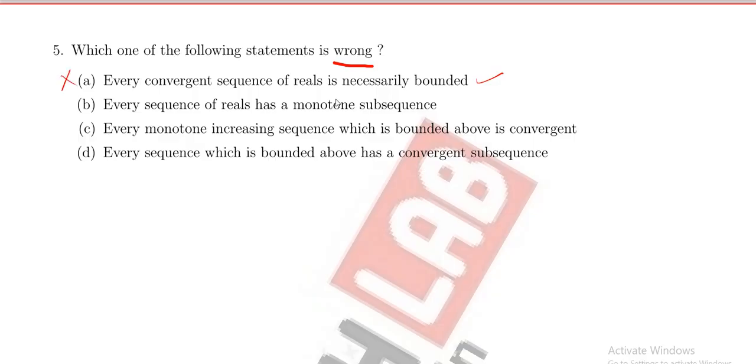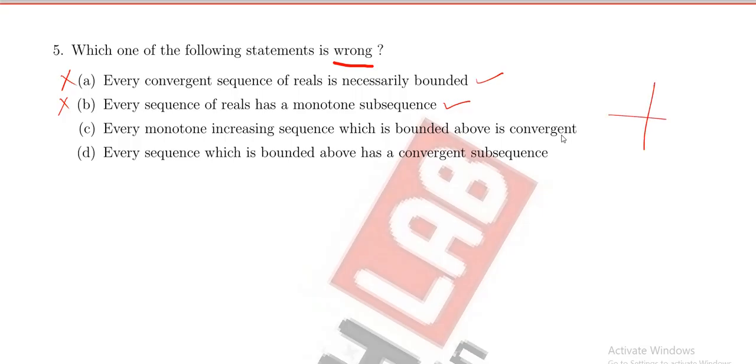All right. Second one, every sequence of reals has a monotone subsequence. That's also a theorem. For every sequence, we can have a monotone subsequence, either an increasing sequence or a decreasing sequence. And that is possible. The proof is given in all the classical textbooks, and that's a construction. So the statement is right, option is false. Now every monotone increasing sequence which is bounded above is convergent, and that is the monotone convergence theorem, right? Every monotone increasing sequence that is bounded.